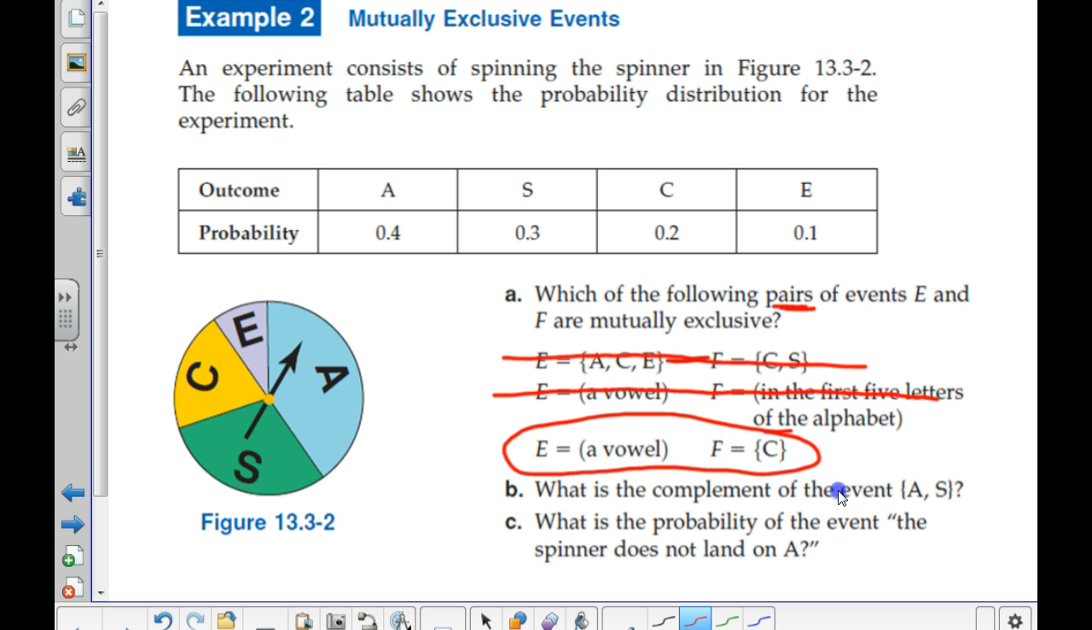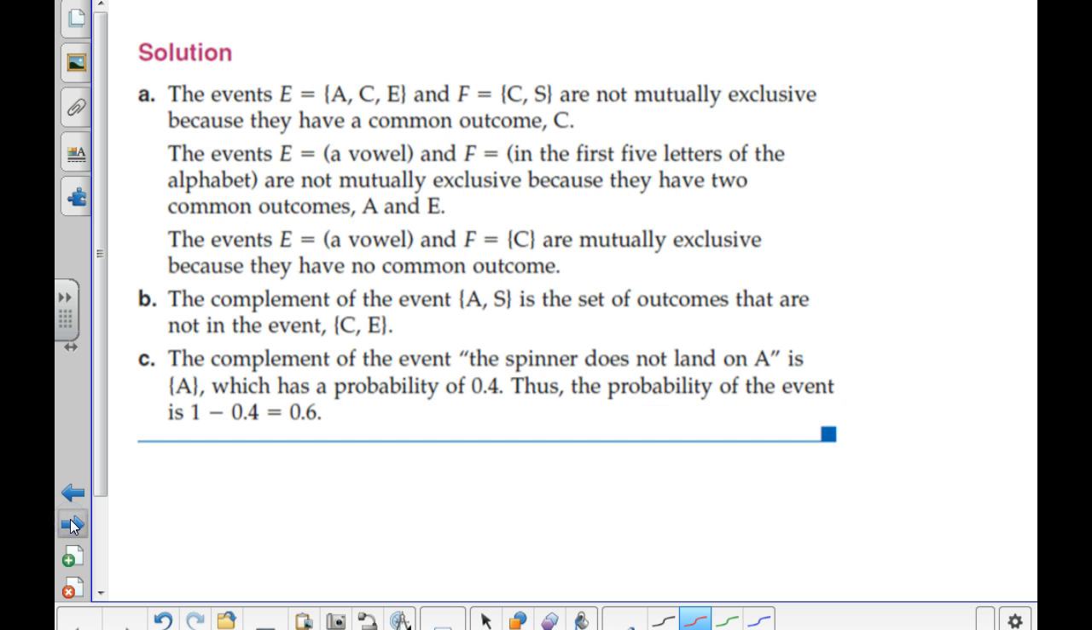What is the complement of the event A or S? All right, this means 1 minus the probability of getting an A or an S, which would mean you had to get a C or an E, which would be 0.3. They don't even ask the probability. They just ask what is the complement of the event. The complement of the event A or S is simply the event C or E.